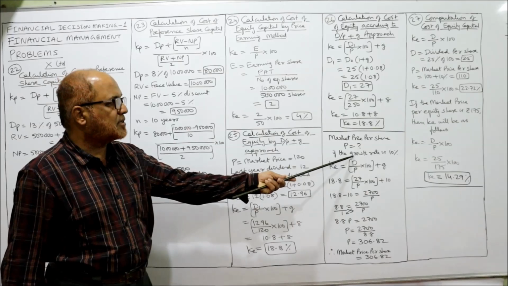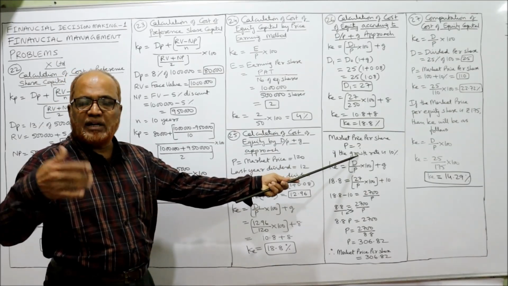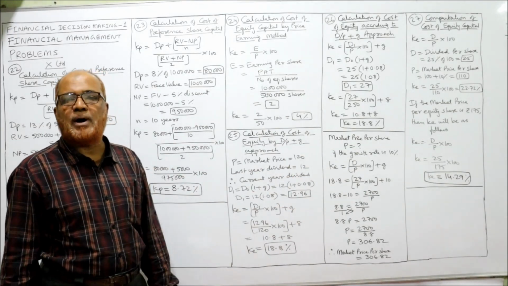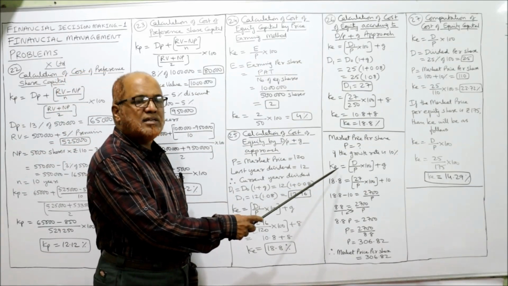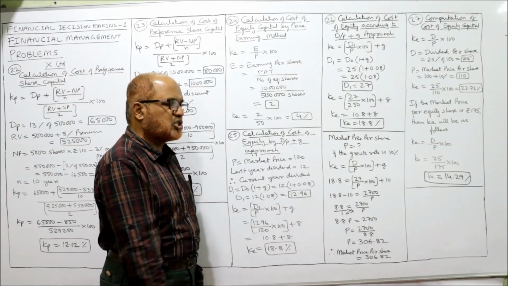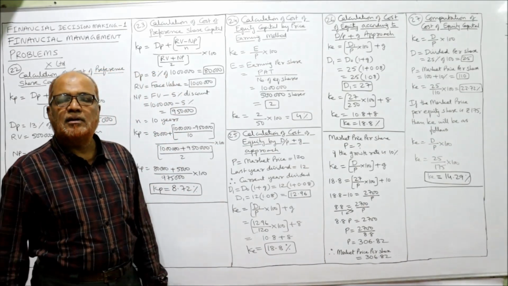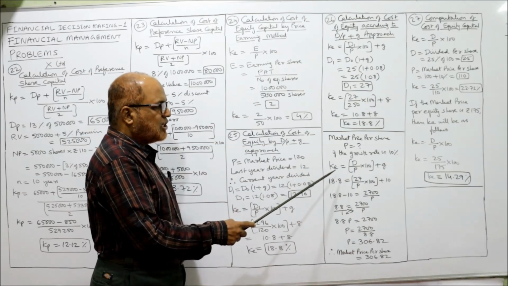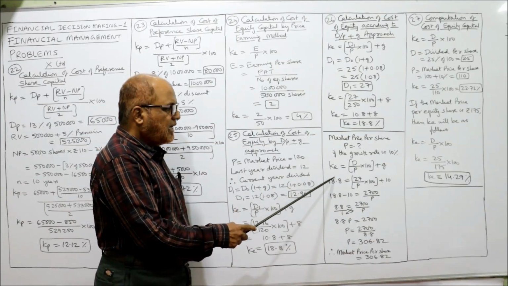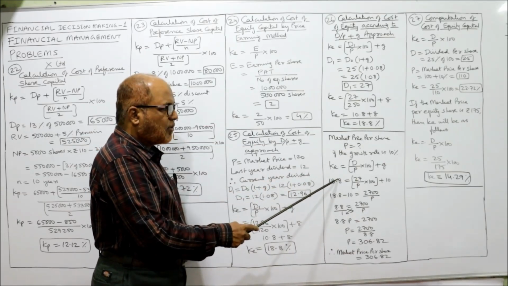The second part of the problem says calculate the market price per share if the growth rate is 10%. If the growth rate increased to 10%, what is the market price per share? So again we apply the same formula. K is equal to D by P into 100 plus g. KE, assuming the cost of equity is the same 18.8%. KE is 18.8, we already have it.